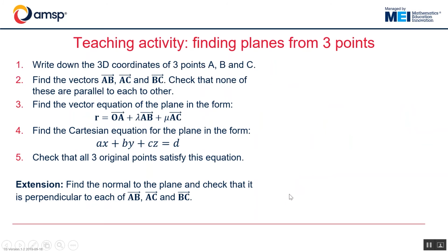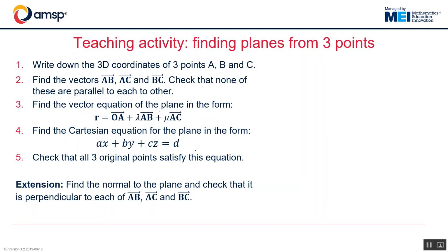Okay, this is the second activity, also can be found in the teaching activities in Integral. This activity is best done with students in pairs. The idea of this activity is that students write down 3 points, use these to find the vector equation of a plane that passes through these 3 points, and then convert that to a Cartesian equation and check it.